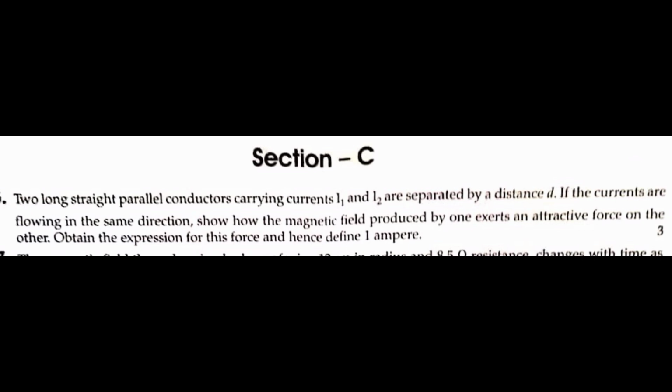So here what is given? Two long straight parallel conductors carrying currents I1 and I2 which are separated by a distance D. If the currents are flowing in the same direction, then we have to show how the magnetic field produced by one exerts an attractive force on the other. And here we have to obtain the expression for the force and hence define 1 ampere. So here we have to find the expression for force between these two.